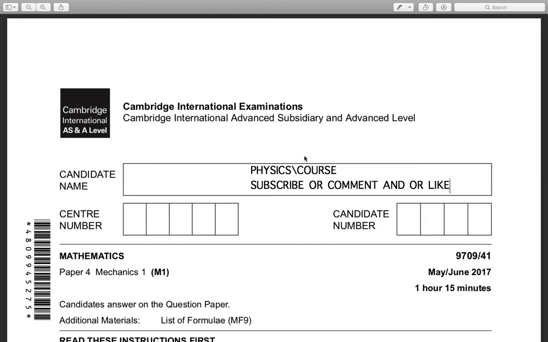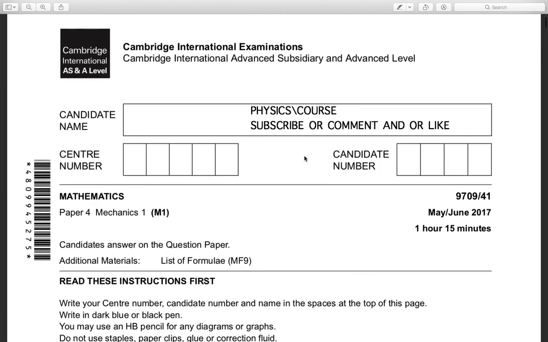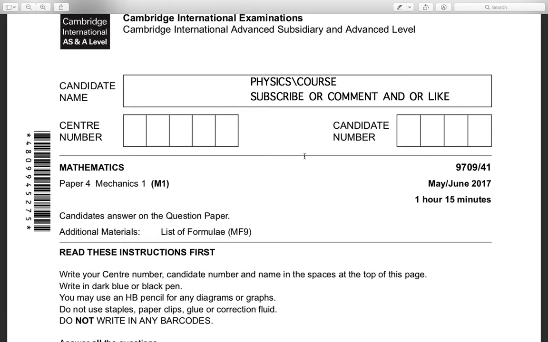Okay, we go directly to this question. This is a question from Mathematics Paper 4, Mechanics 1 or M1, syllabus 9709 code 41, May/June 2015. We have 1 hour 5 minutes to solve these problems, but actually this is my explanation.